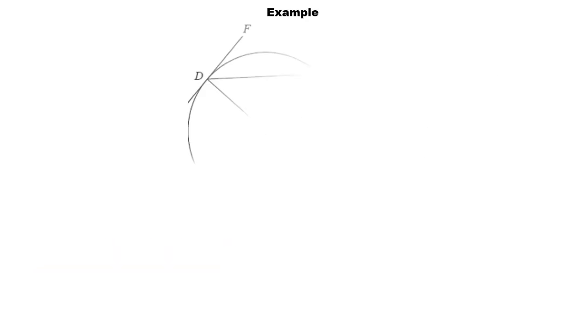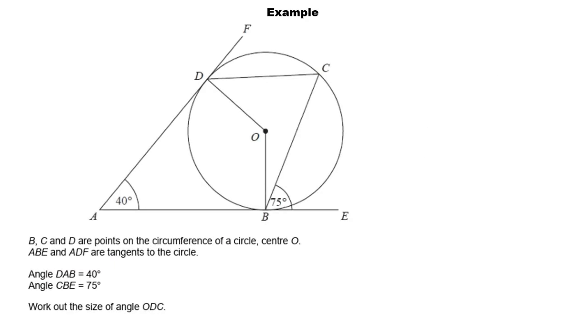Let us do another example together. We are given this diagram, and we are supposed to find the angle ODC. So we can start by the procedure that we did from the previous example. We have our kite, ABOD, and we can see that angle BAD and angle BOD add up to 180 degrees. So BOD equals 180 degrees minus 40 degrees. Therefore, angle BOD equals 140 degrees.